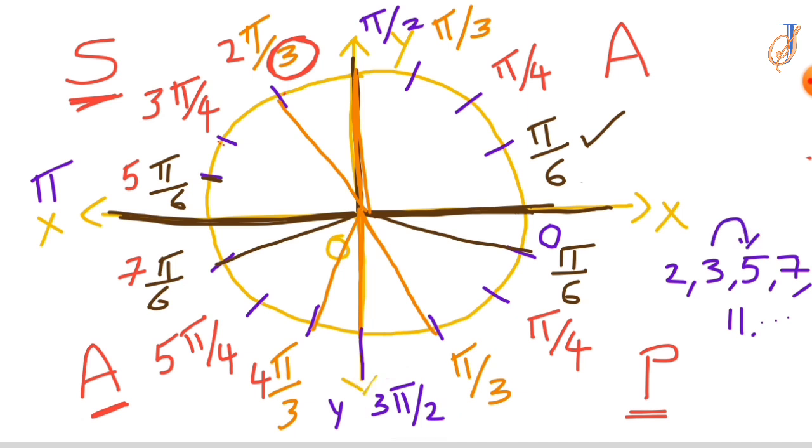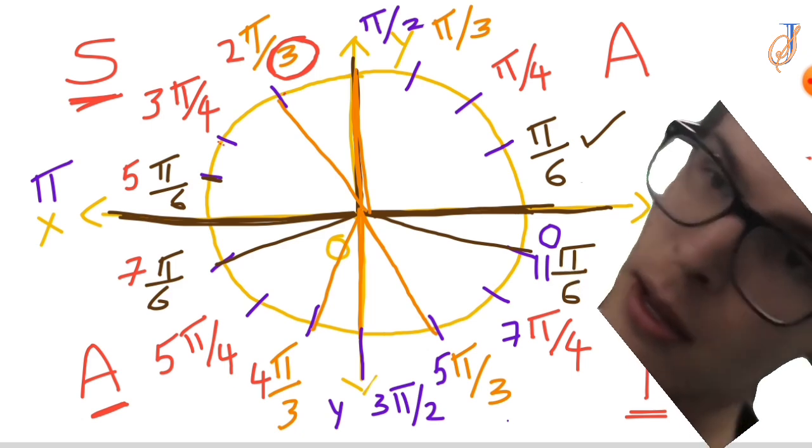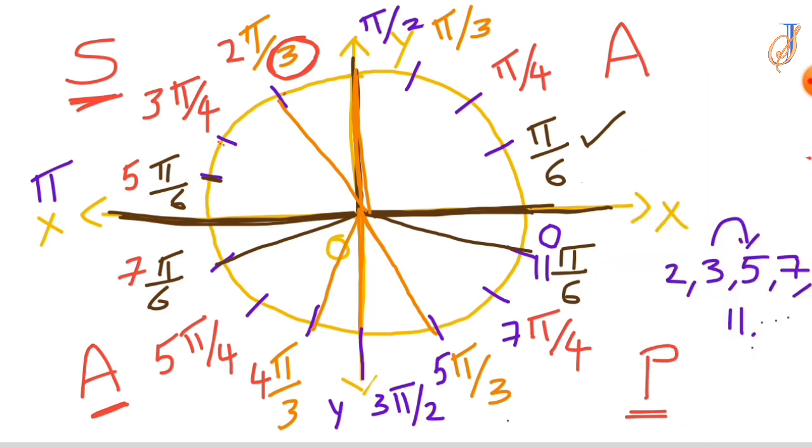That's why I write here 5 pi over 3. So after 5 you have 7. So just write here 7 pi by 4. After 7 we have 11. So you just write 11 pi over 6. So this is the way to label the angles in radians. That's pretty good. Now it's time to find their coordinates.